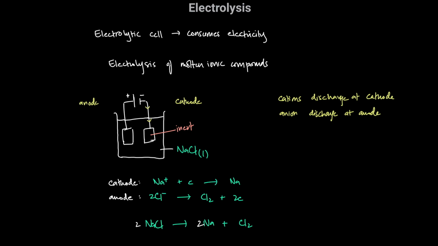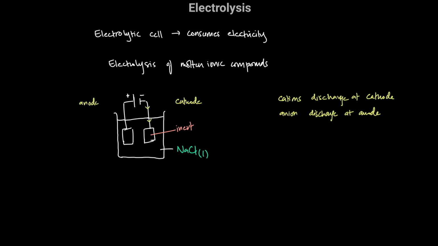This is the electrolysis of molten ionic compounds. Ionic compounds can be broken down into their constituent elements, and we're going to use a power source. So this is what we call an electrolytic cell. So we can say that the product at the cathode is sodium metal, and the product at the anode is chlorine gas.